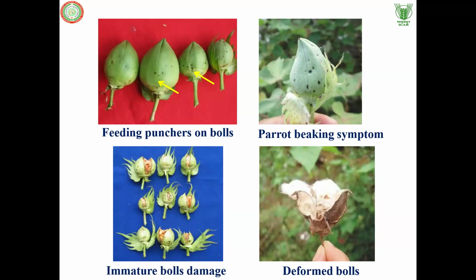And the most peculiar symptom is the parrot beak symptom. The boll will not look like an exact boll; it will look like a parrot beak. Moreover, we will not get a sufficient quantity of cotton from the bolls because of the attack of this midge bug. What happens is immature boll opening and deformed bolls. These are the symptoms which we can see most predominantly.